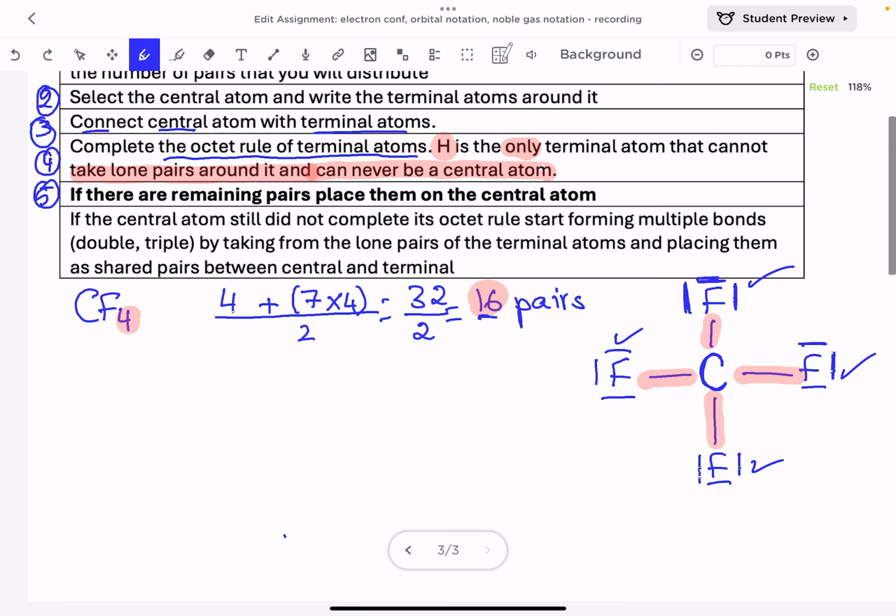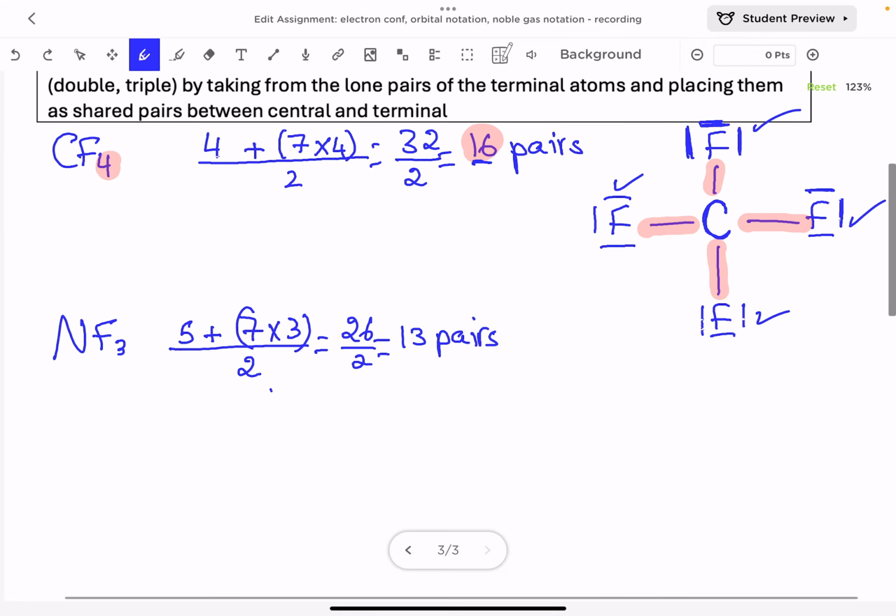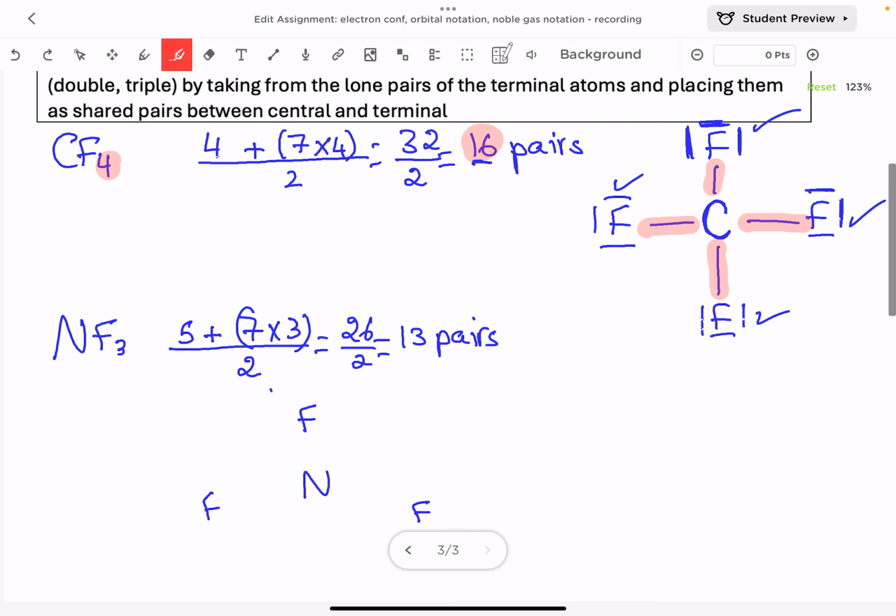Now let's take another example where step 5 is applicable. NF3, nitrogen trifluoride. Nitrogen belongs to group 15, so it has 5 valence electrons, and fluorine is group 17. So 3 times 7, because we have 3 F atoms, plus 5, that makes it 26, divided by 2. We have 13 pairs to distribute. Again, I'm going to place N as a central atom surrounded with 3 F.